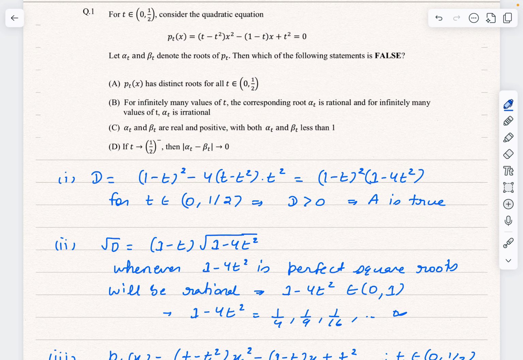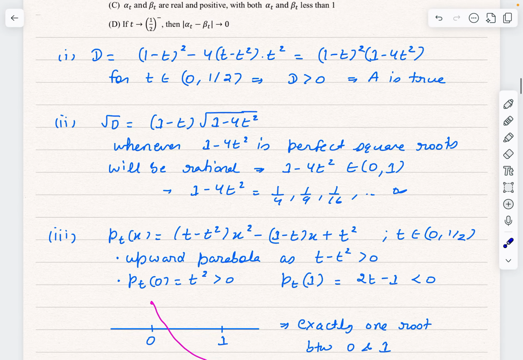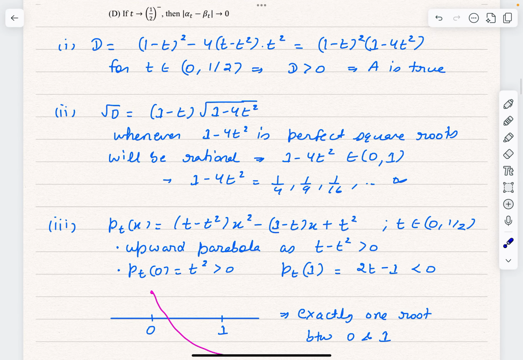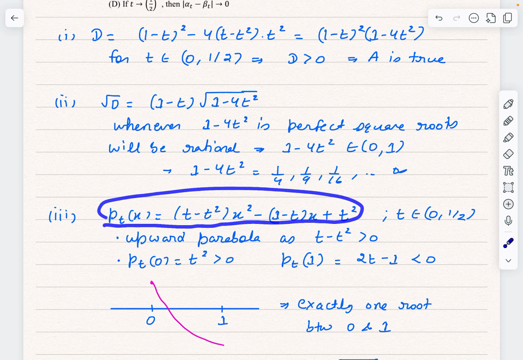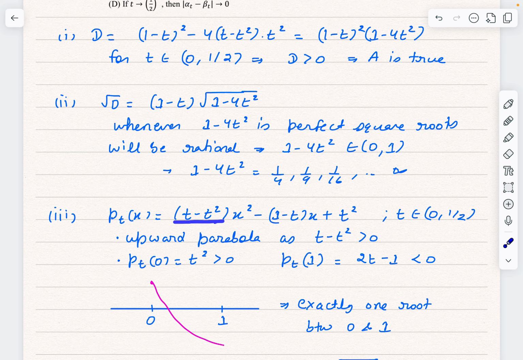Next, they're saying α(t), β(t) are real and positive with both α(t), β(t) less than 1. You see, in part A we discussed that both the roots are real. Now, to see if both the roots are positive and less than 1 or not, we look at this quadratic equation again. The coefficient of x² is t − t², and in 0 to 1/2 this value will be positive, because if t is a number between 0 and 1, the t value will be more than t².